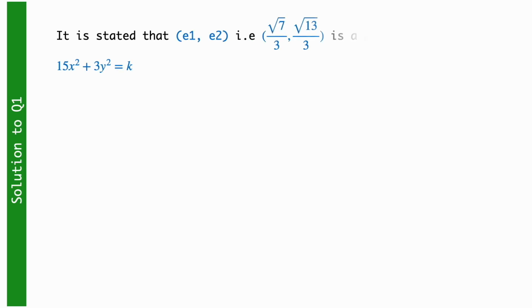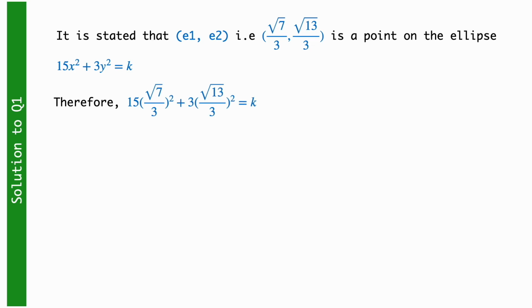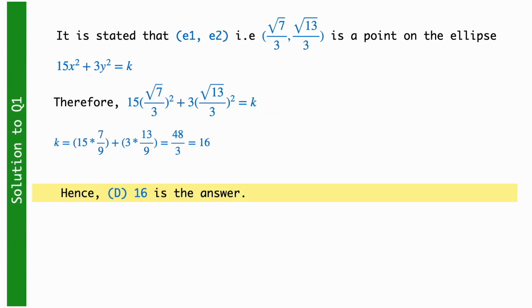The question states that (E1, E2) is a point on the ellipse 15x square plus 3y square equals k. Substituting the values of E1 and E2, we get 15 multiplied by root 7 upon 3 whole square plus 3 multiplied by root 13 upon 3 whole square equals k. Solving it, we get the value of k as 16. Hence, D is the answer.